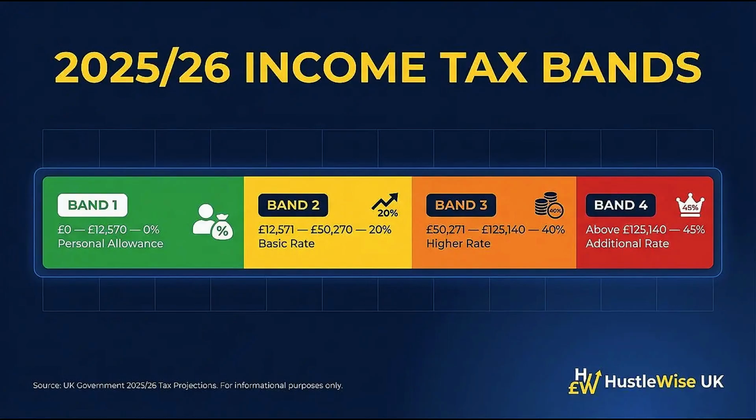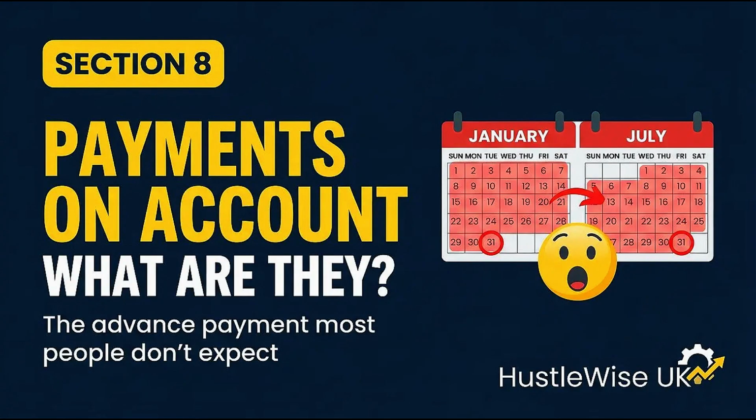Your self-employment profit is added to any other income you have, such as employment income, rental income, or savings interest, and the total is what determines your tax band. If you were employed during the year and tax was deducted through PAYE, that amount is credited against your total tax bill. You only pay the difference through self-assessment.